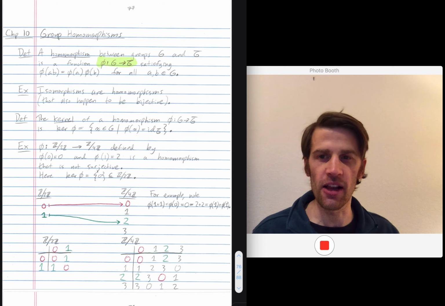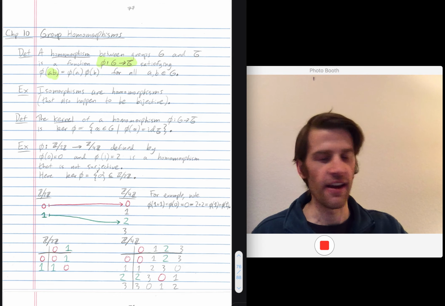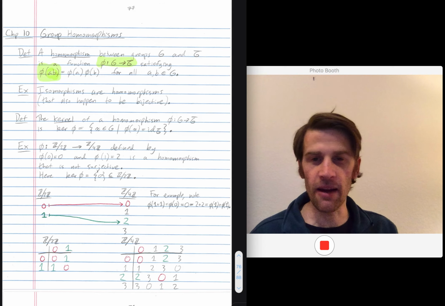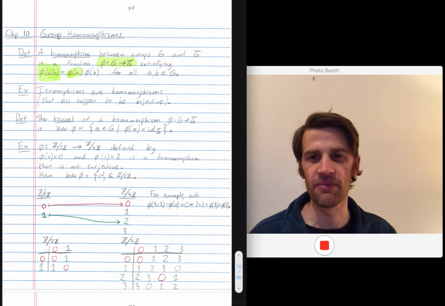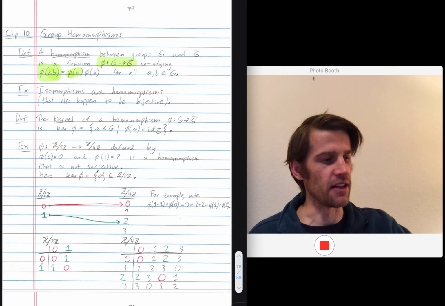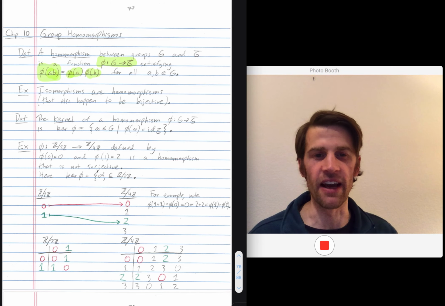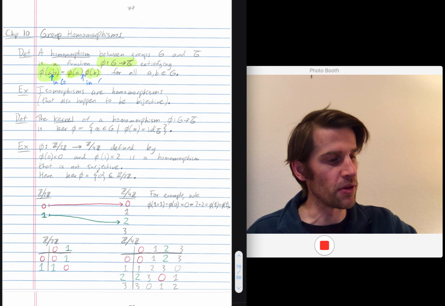If you take any two elements, A and B, in G, combine them in G, and then map them over into G bar by the map phi, that's the same thing as taking A, mapping it by phi into the group G bar, taking B, mapping it into G bar by phi, and then combining those two elements, phi of A and phi of B, in the group G bar. So here, this multiplication is happening in the group G, whereas this multiplication here is happening in the group G bar.